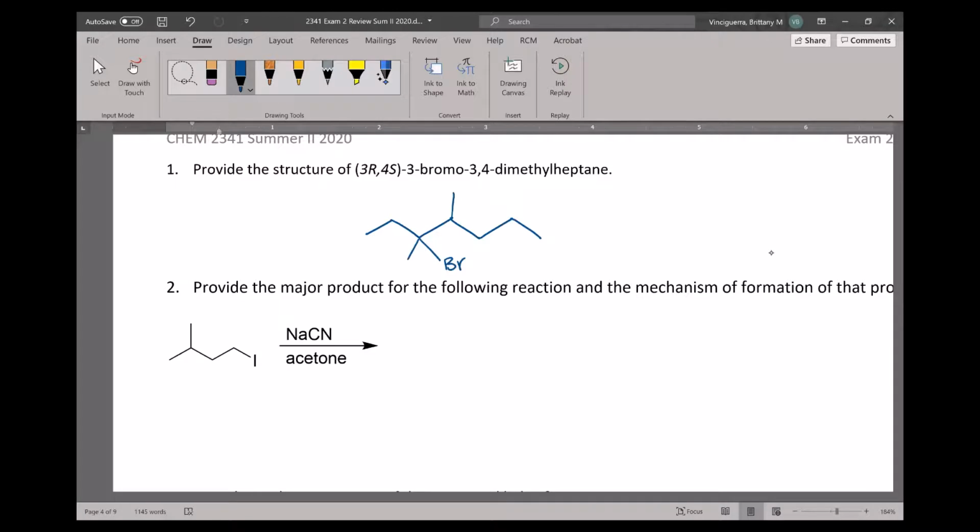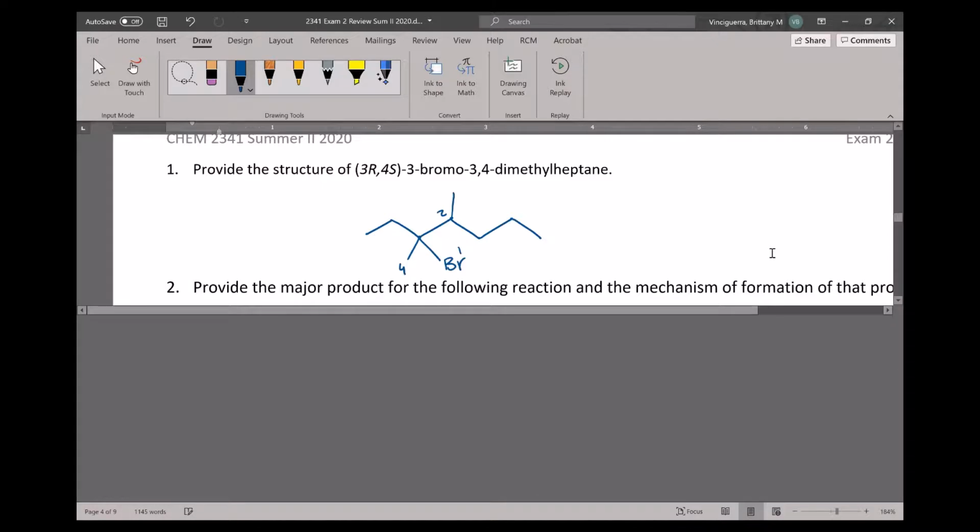When I go to add stereochemistry to a structure like this, I first assume that my lowest priority is already facing backwards, and I determine what the stereochemistry is in that position. So what would be the high priority on carbon number 3? The bromine? Right. And then between the ethyl group and the entire rest of the molecule, what is the next priority? The rest of the molecule. Right.